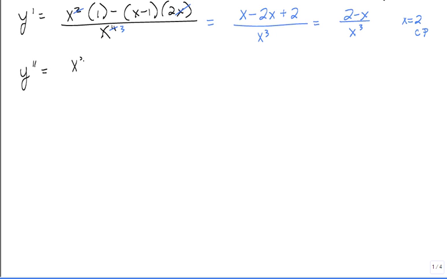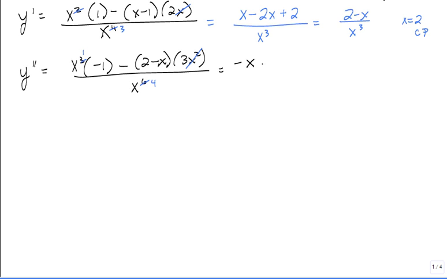Second derivative, quotient rule again. Derivative of the numerator is just negative 1. Again, I'm going to take away 2 of those. So this is going to be negative x minus 6 plus 3x, which is 2x minus 6 over x to the 4th. So the possible inflection point is 3. Again, 0 is not in the domain. So I have my points.